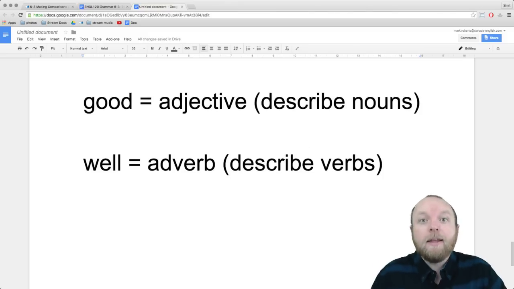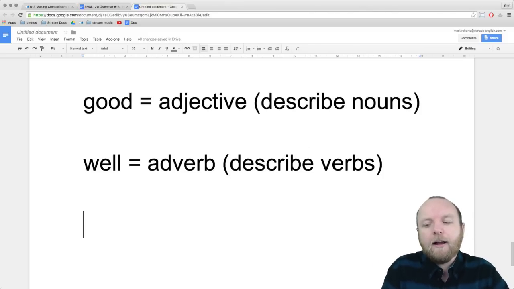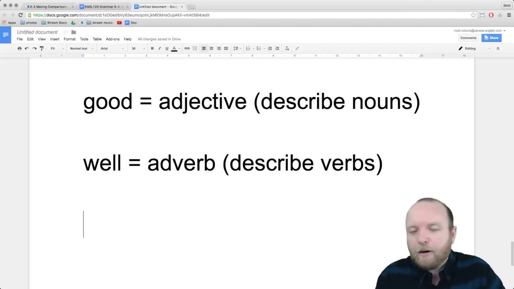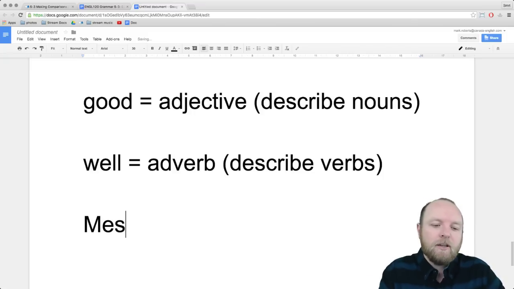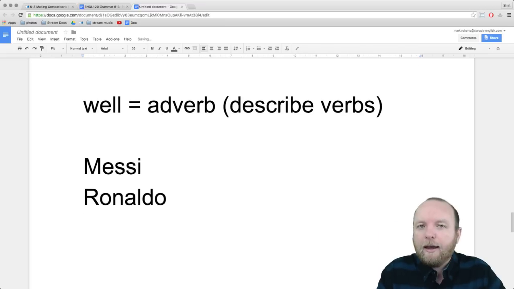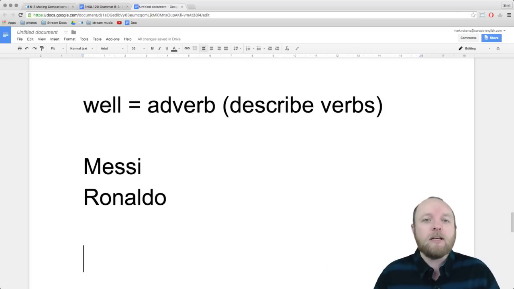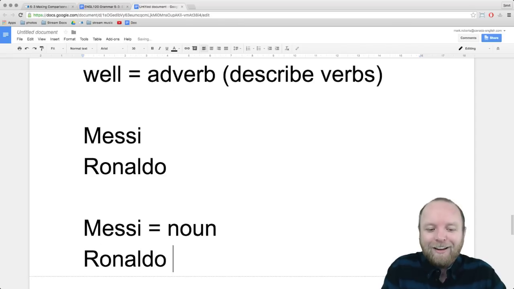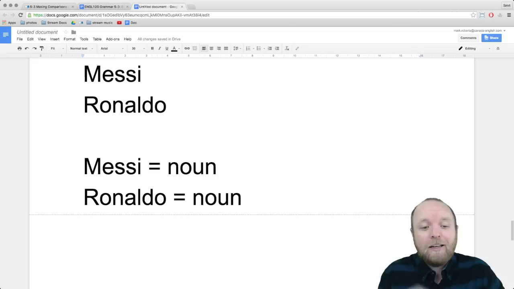Okay, so that is the difference. If I just say soccer, I live in Canada, so soccer is not very popular. But my students always talk about these guys, Messi and Ronaldo, and they're always fighting about which player is better. I don't know. How about we just say they're equal? So Messi is a noun, and Ronaldo is a noun, right? People are nouns.